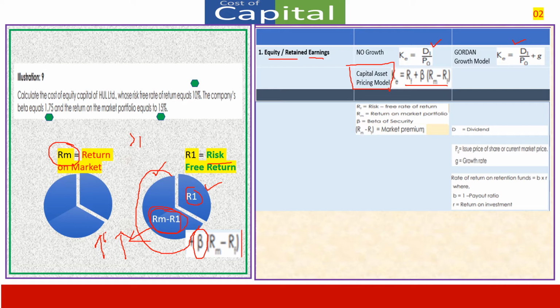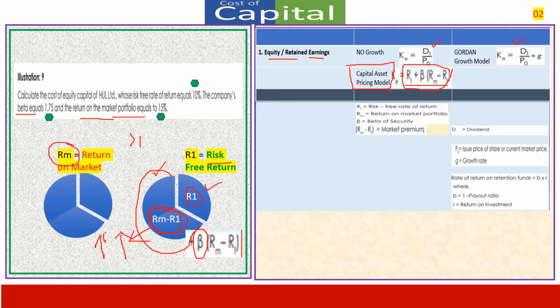Now, whenever a problem talks of beta and the market portfolio risk or return on the market portfolio, we have to choose this method. Cost of equity equals risk-free return plus market return minus risk-free return multiplied by beta. This is the formula that we use.